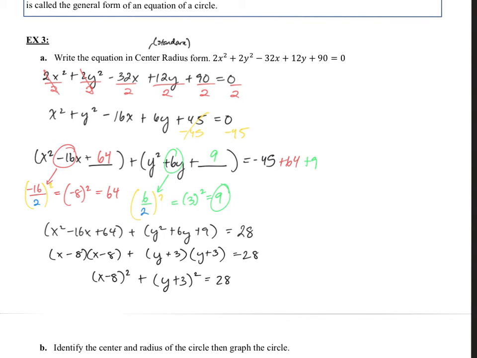Oh, I didn't even need as much room as I thought it did. All right, there we go. It is beautiful. Why is this beautiful? Because I can pull off my center and my radius easily from this equation. Way harder to do it from that.